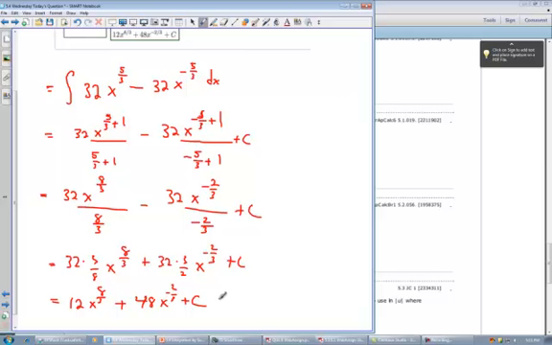Also, you could rewrite this if you really want to. This is the same as 12, and now this is the cube root, and so this is actually x squared times the cube root of x squared plus 48 over the cube root of x squared plus C. If you want, you can write it like that, but this is fine.